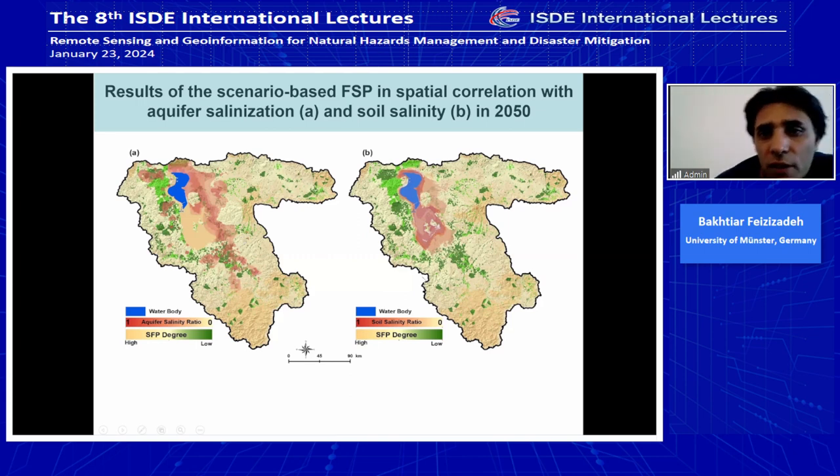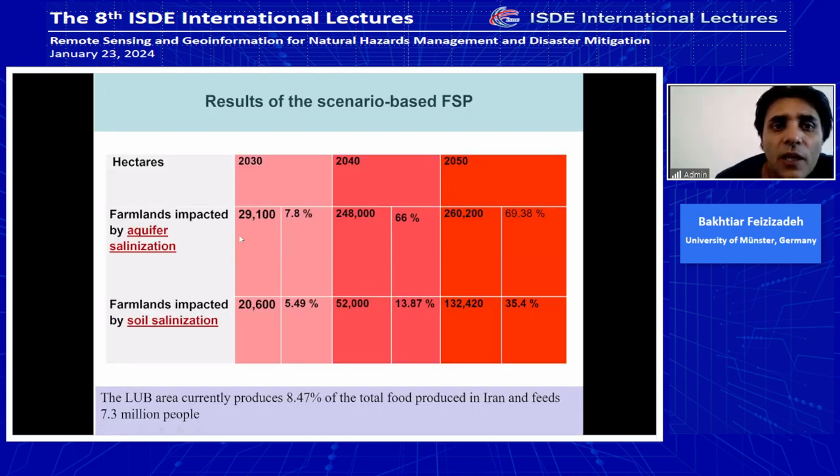But our results show that in the year 2013, almost 8% of farmlands will be affected by aquifer salinization. Almost 66% of them will be affected by aquifer salinization in the year 2014. And almost 70% of them will be affected by aquifer salinization in the year 2015. It's also an interesting result.